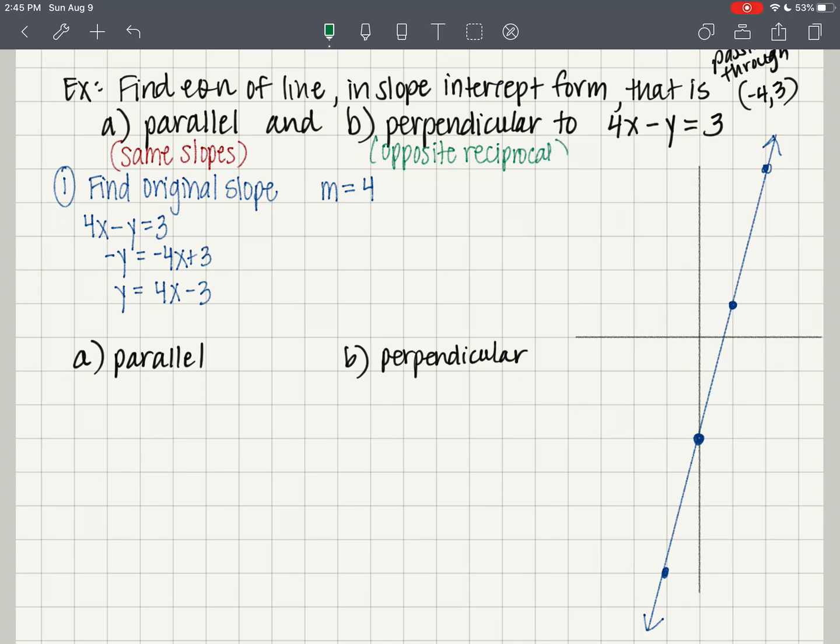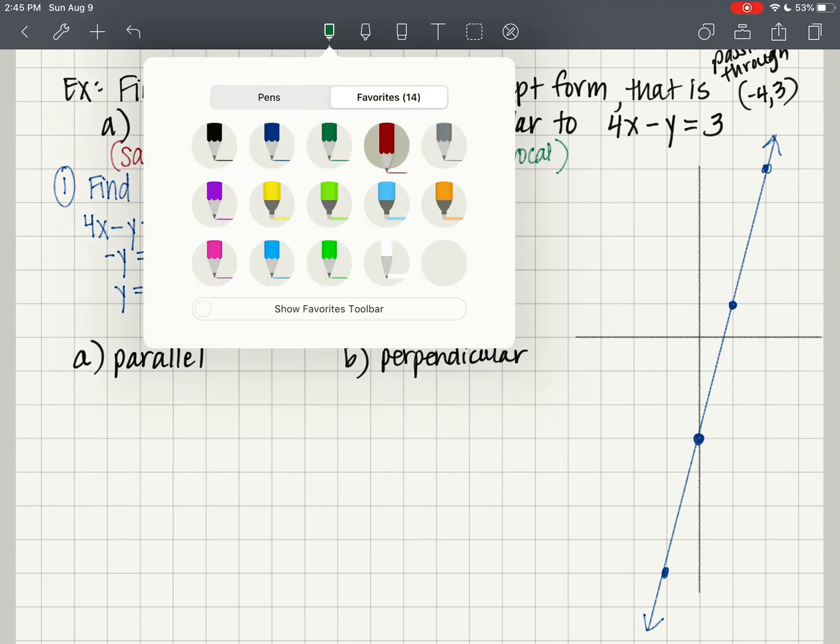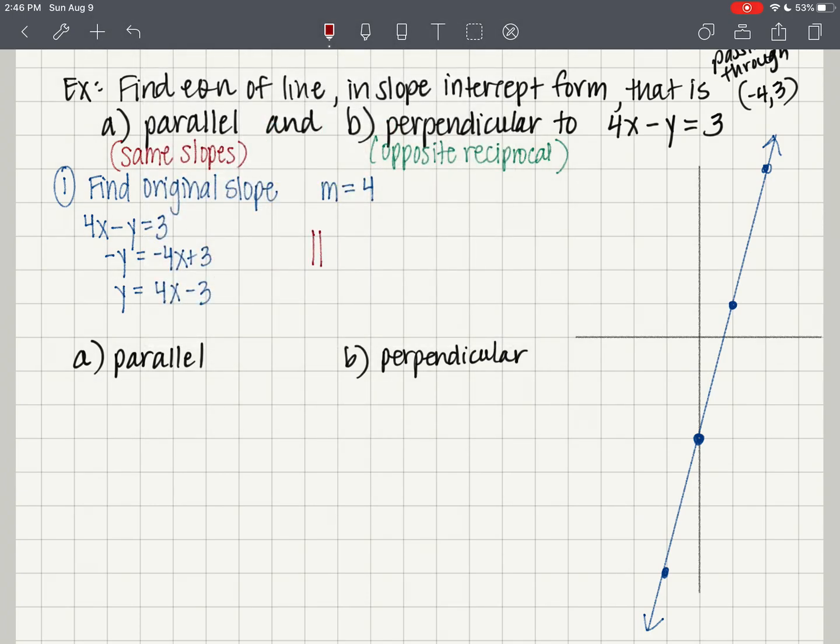So since I have to find both a parallel and a perpendicular, I'm going to write that down. My parallel slope, that's a symbol for parallel, is going to equal 4. And my perpendicular slope, that's the symbol for perpendicular, is equal to the opposite sign, so it's going to be negative, and then I take the reciprocal of 4, which is 1/4.